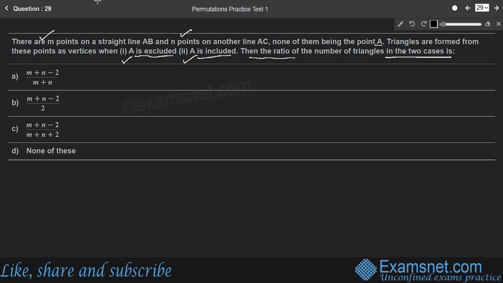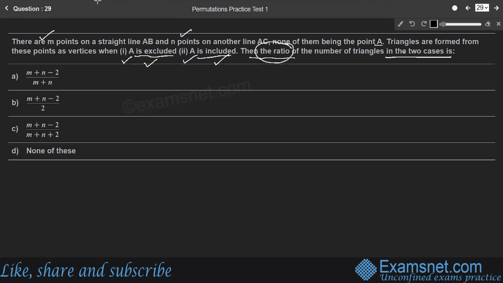So here students, we need to find the number of triangles formed in the first case, that is when vertex A is excluded, right? Without vertex A. And with vertex A, how many triangles can be formed? That we need to find first. Then finally, we are finding the ratio of these two numbers.